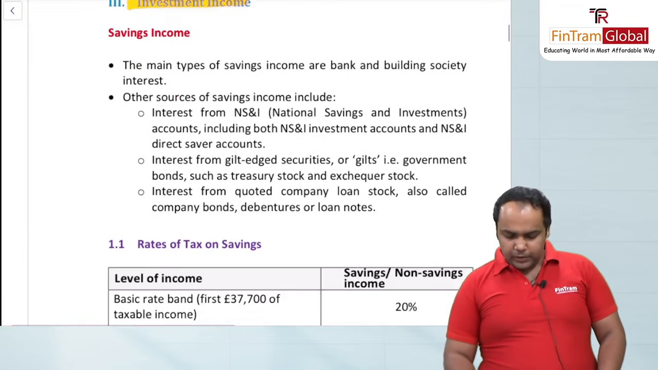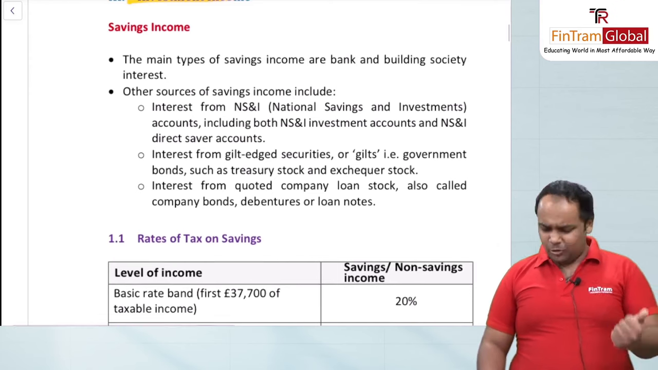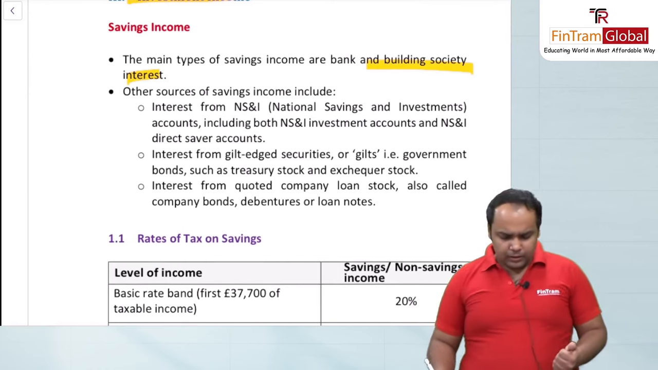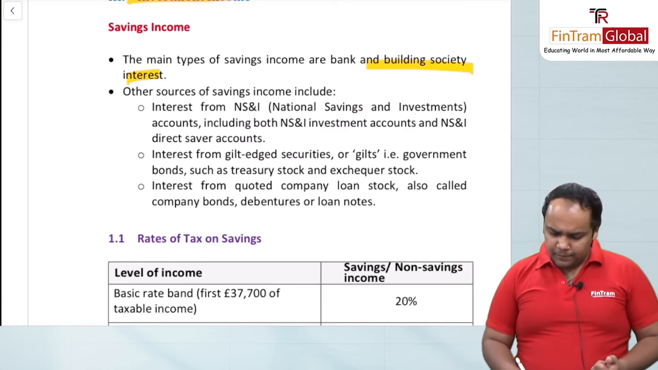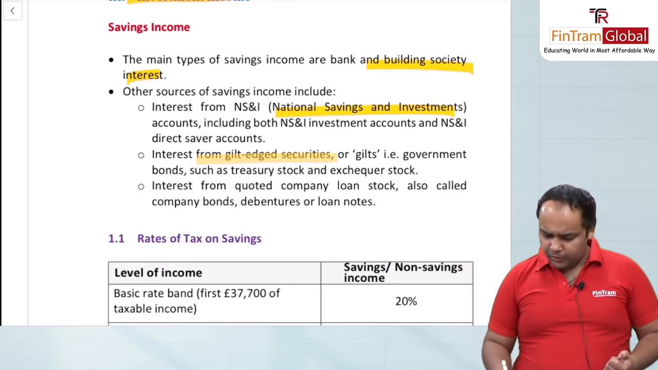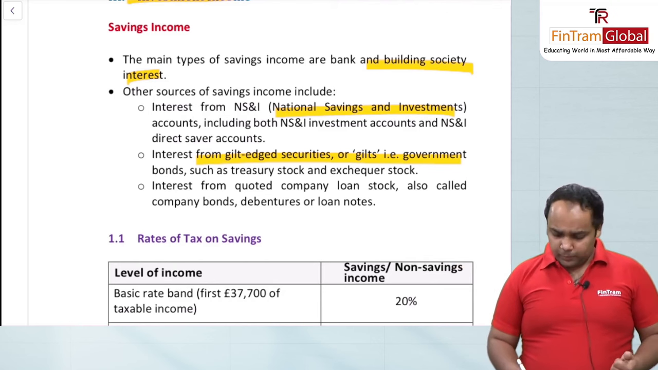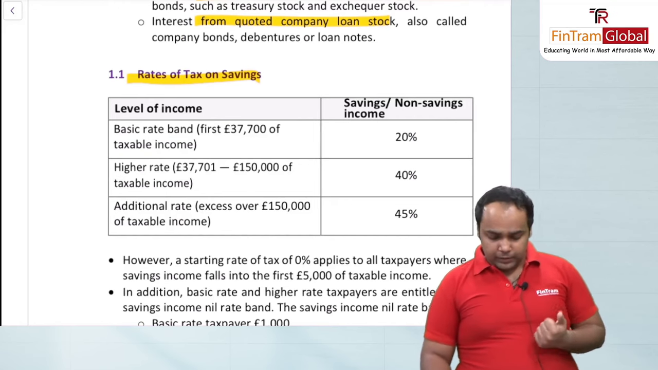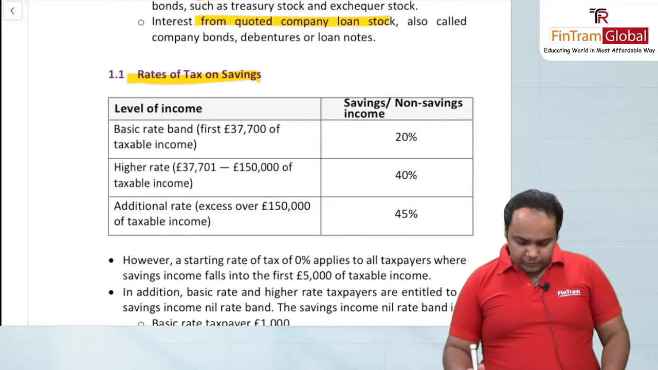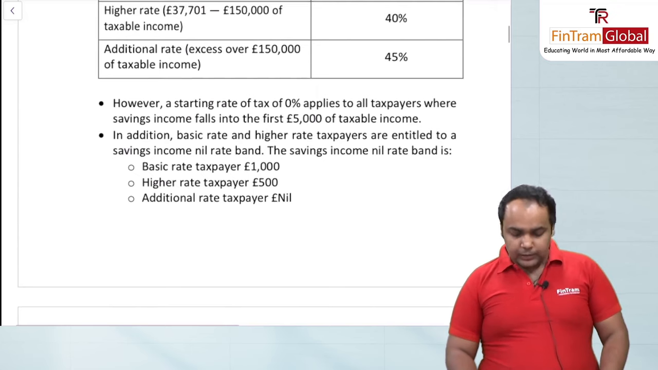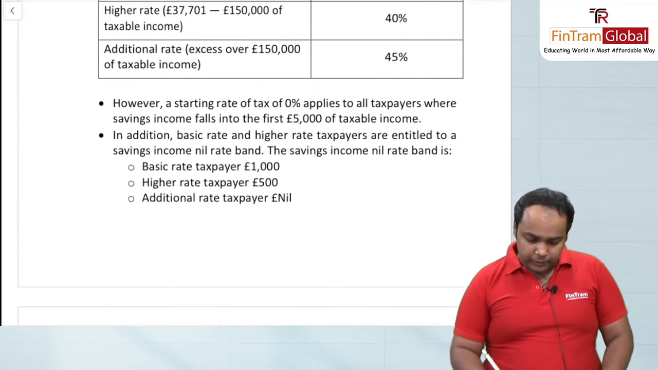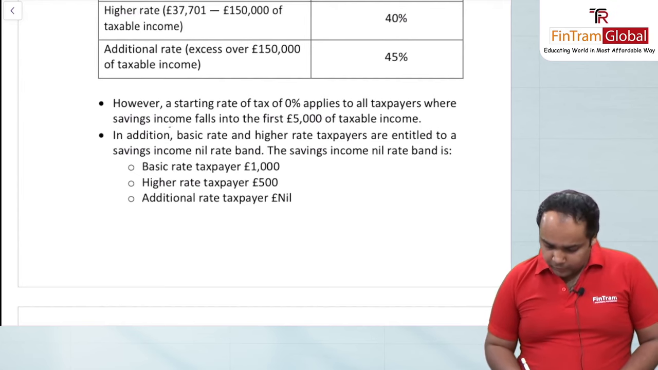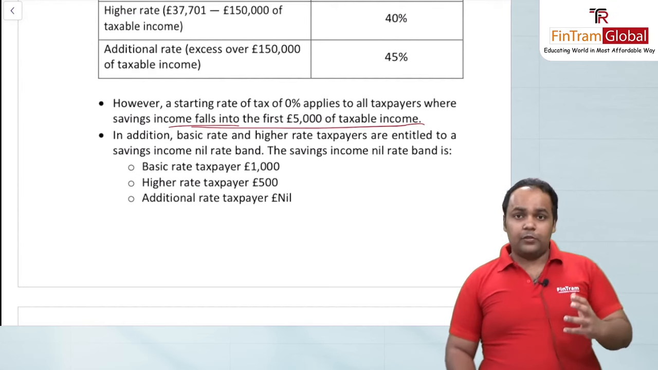So moving back to investment income, first coming to savings, two main types of saving: bank interest and building society interest. Other sources of savings income include NSI certificates, government stock interest, and interest from quoted company loan stock. Rate of tax on savings, again, the three rate bands and the rate of tax will be given to you in the examination. Other than that, on savings income, there is a starting rate of 0% if your savings income falls under the first 5,000 of taxable income.